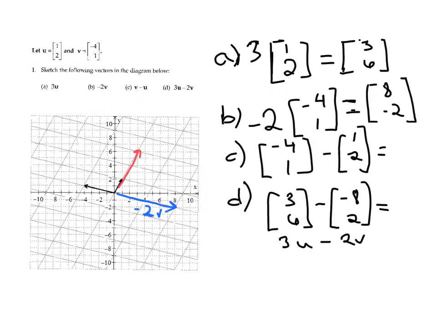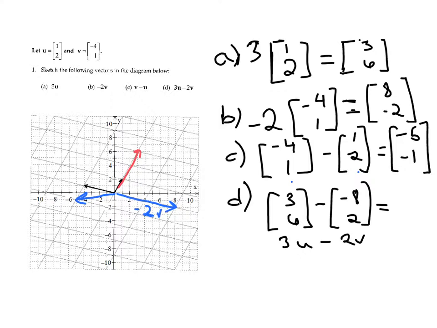Now combining 2 vectors. So the v minus u, I've gone ahead and copied them here. And now if we combine, in the first entry, we would have negative 4 minus 1, so negative 5, and then 1 minus 2, so negative 1. So v minus u is the vector negative 5, negative 1. So I would draw that as a vector from the origin to the point negative 5, negative 1, right here. And let me go ahead and draw that. There's negative 5, negative 1.